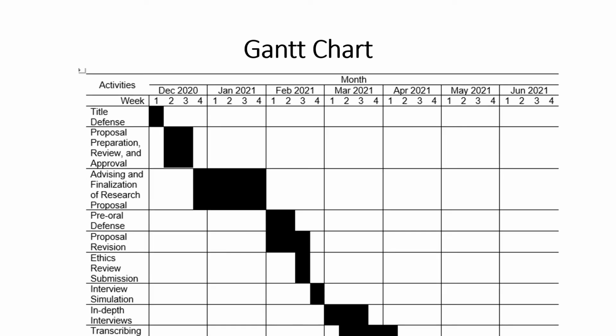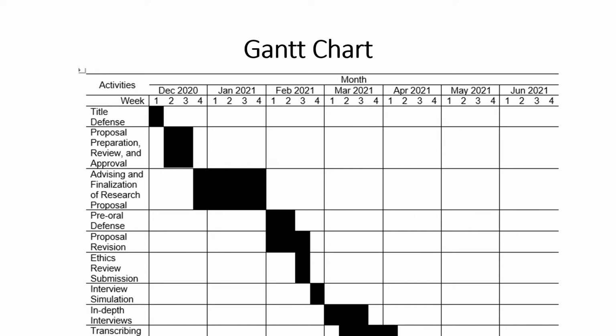The next component is your Gantt chart. So when I talk about Gantt chart, basically the Gantt chart will be detailing the dates, your target dates that you need to accomplish for your research. So your Gantt chart is like a calendar of activities. However, it is formatted in a way that we will be able to know what activities are simultaneous to one another and which activity will be next after the other.